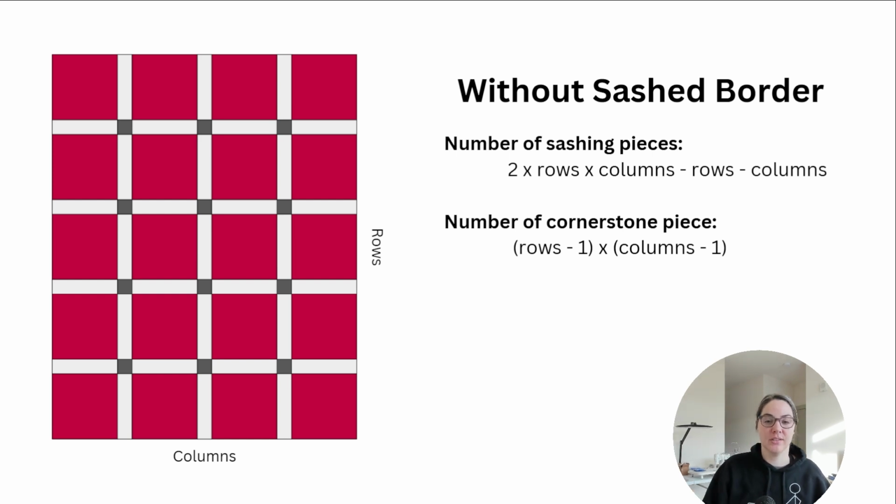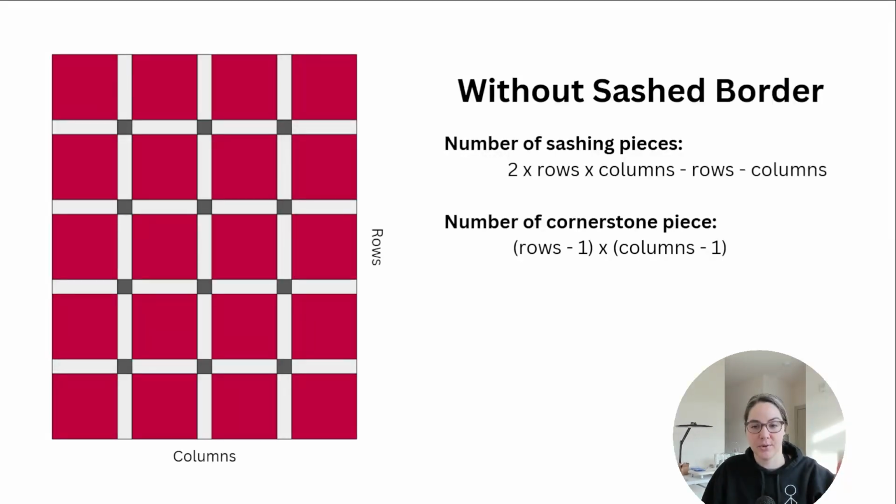For the cornerstones, it's a similar formula again, only the pluses that we had in the previous formula are now minuses, similar to what we saw before. So we're basically going to multiply the number of rows minus 1 times the number of columns minus 1. So columns, we have 4 columns, so I'm going to subtract 1 from that, that's 3.